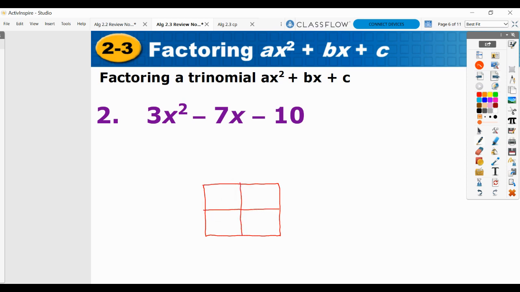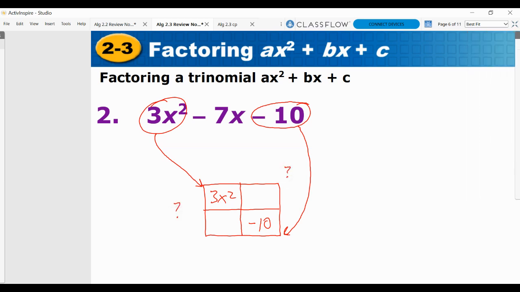All right, so this first term is going to go in the top of this box here, so 3x squared. And the last term with the minus, bring the minus with it, is going to go in this box here, minus 10. All right, now we just need to find out what goes along this side and what goes along this side up here on top.